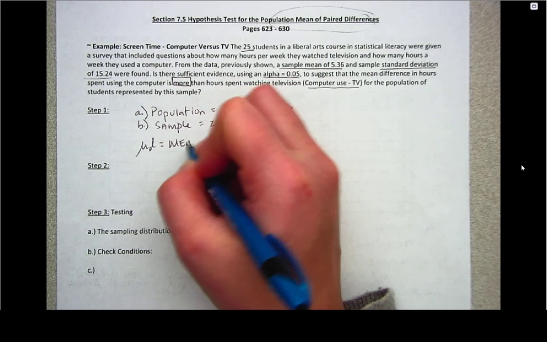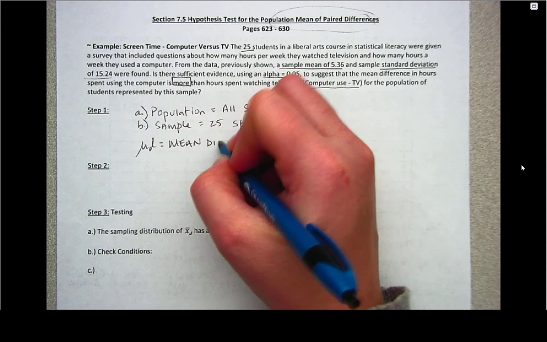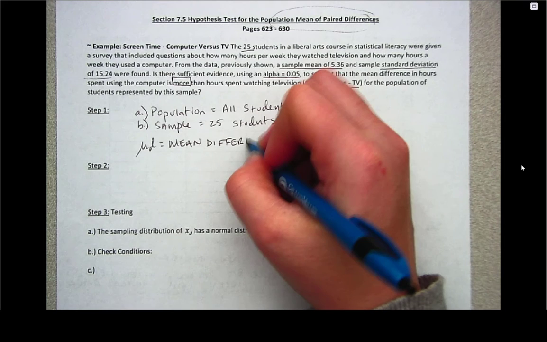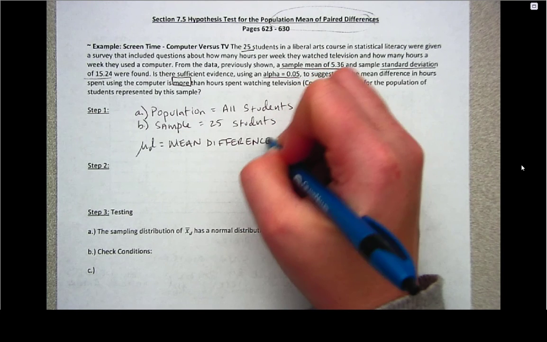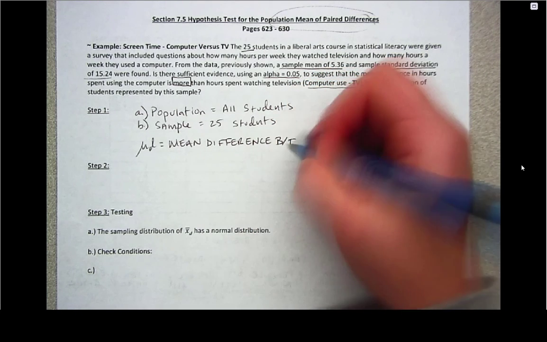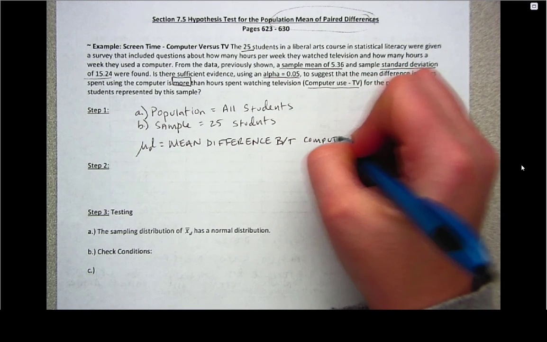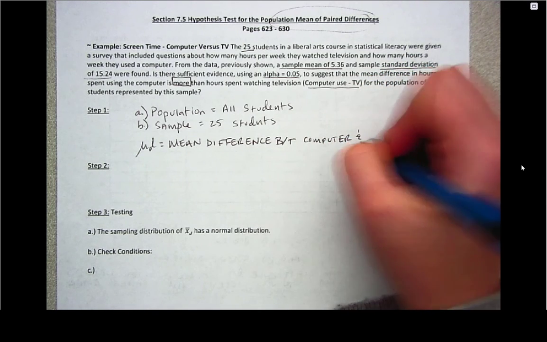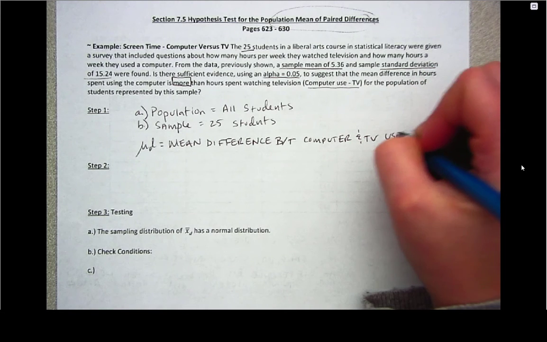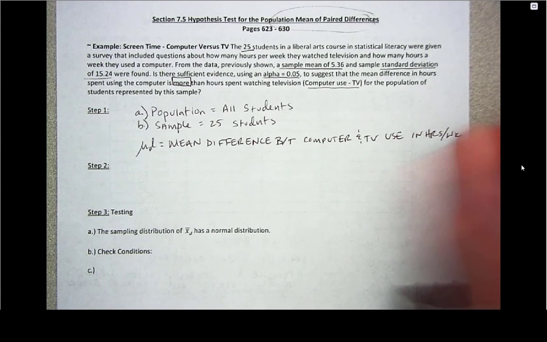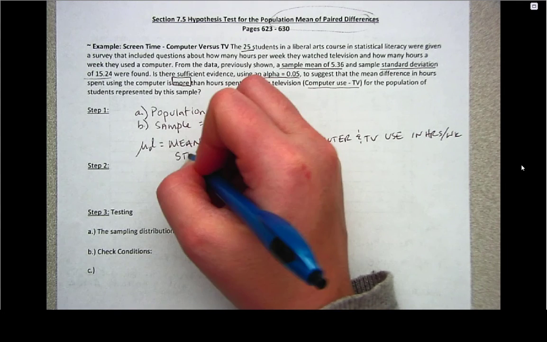And these always start with mean difference. So because it's mu, it's mean. Because we have the subscript d, it's mean difference. And then you state the two measurements you're taking. So here it's mean difference between computer and TV use in hours per week. And then for our population, which is just students.